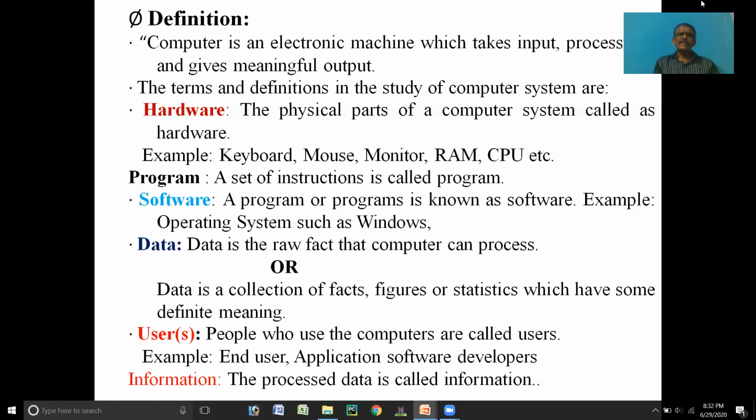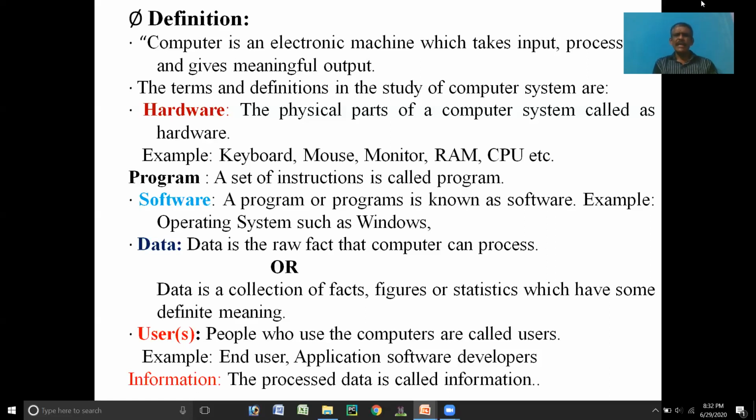The next one is information. The processed data is called information. The raw facts are data. Once the data are processed, then we can call that information. It means the computer accepts data from the user and it returns the information to the user.